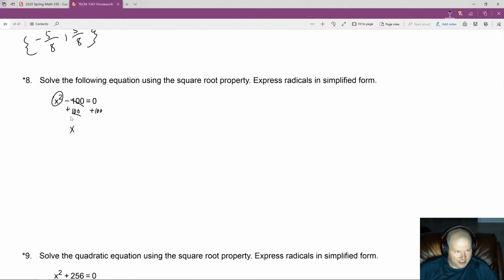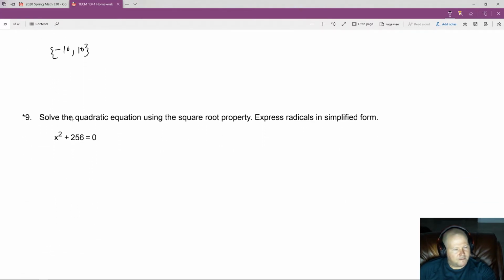Those cancel out, leaving me x squared is equal to 100. Then I will take a square root of both sides, and that will give me x is equal to plus or minus 10. So minus 10, positive 10, something like that.